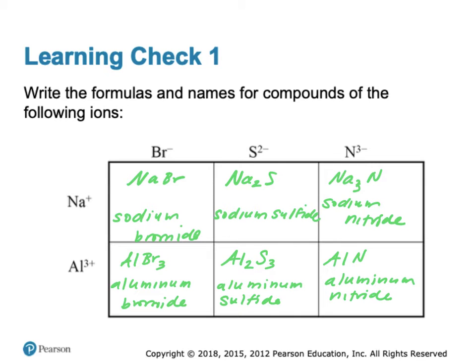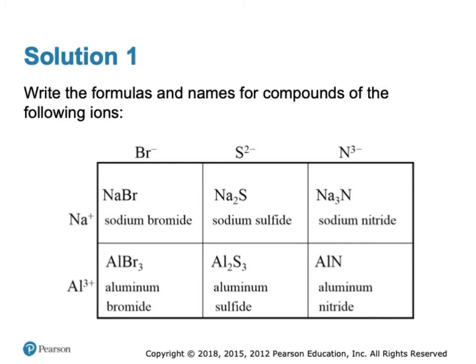Here we have a +3 on the aluminum and a -2 on the sulfur, so we need 2 aluminums for +6 and 3 sulfurs for -6 to get aluminum sulfide. And finally, the charges are balanced for aluminum and nitrogen to get aluminum nitride. So here we have it typed up in table form.